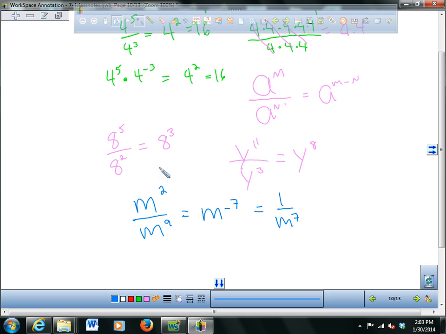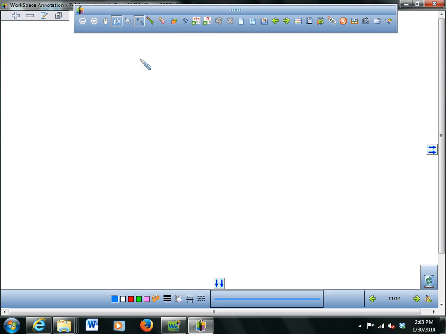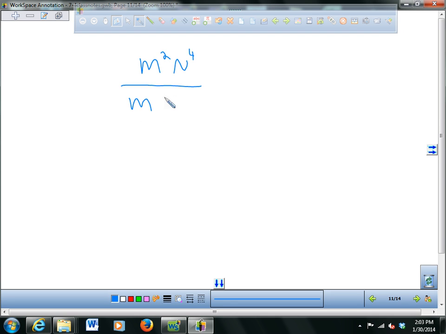Okay. Let's try something else. Here we go. Now it always gets more complicated, doesn't it? So what if I had M to the 2, N to the 4, over M to the 5, N to the 3? Tell me what that is. M to the negative 3. Yes. And n to the 1.